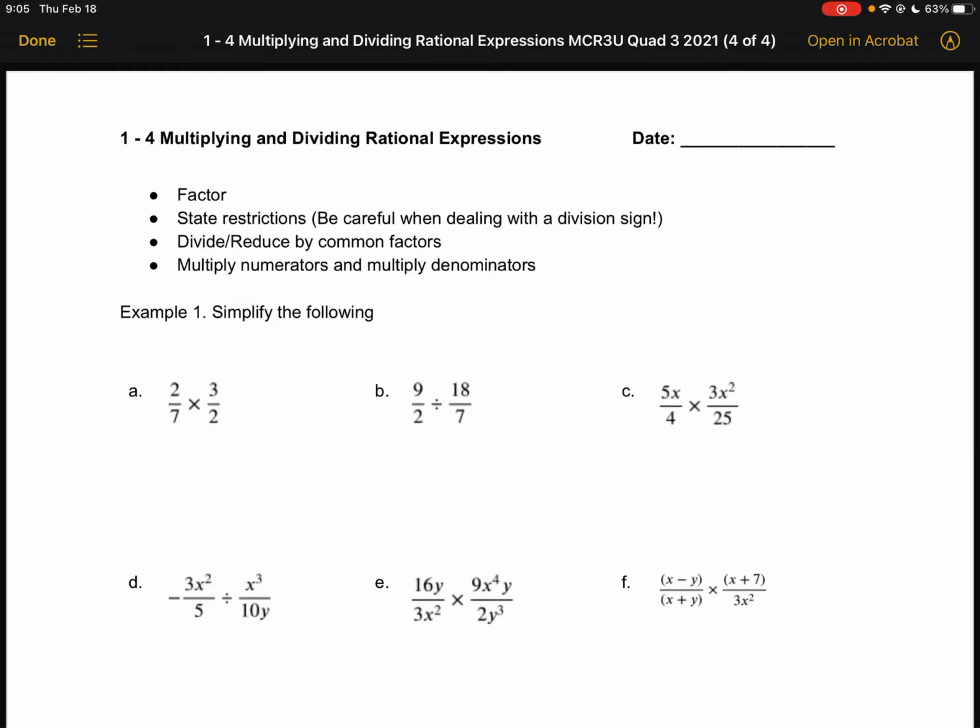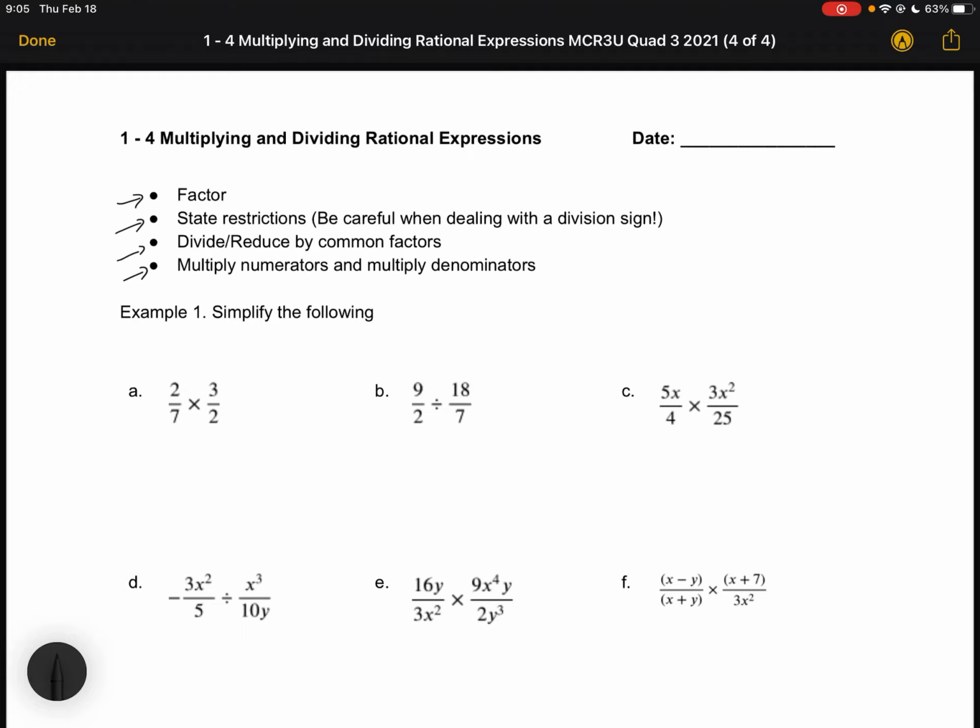This video goes over how to multiply and divide rational expressions, which is useful when you are trying to simplify. Anytime you're multiplying and dividing a rational expression, you should always factor, state the restrictions, divide or reduce by common factors, and finally, actually do the multiplication.